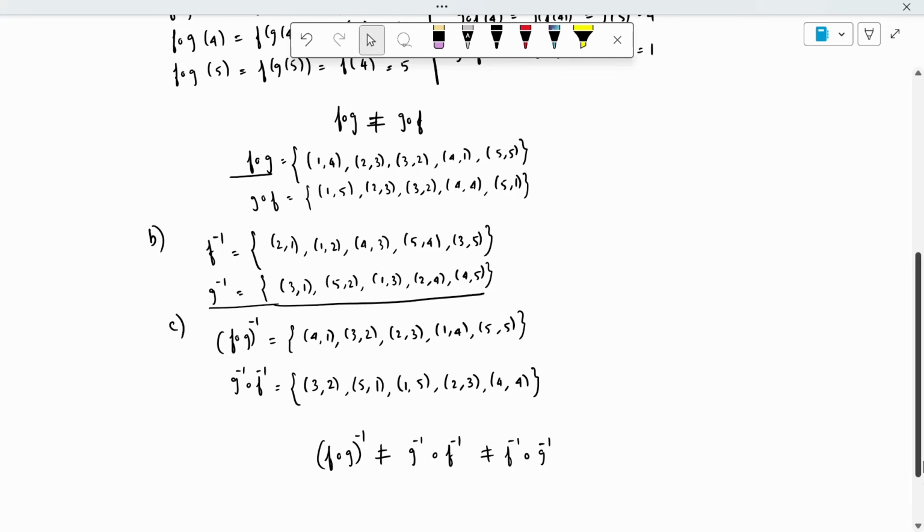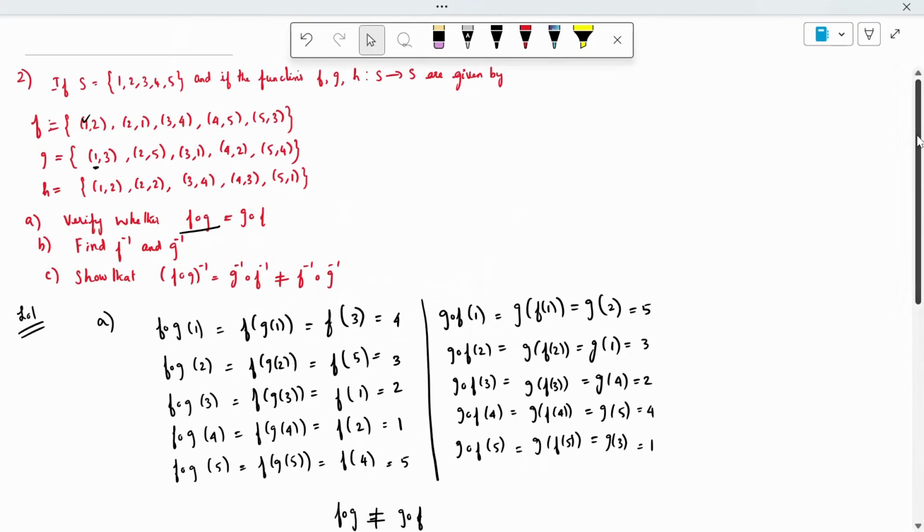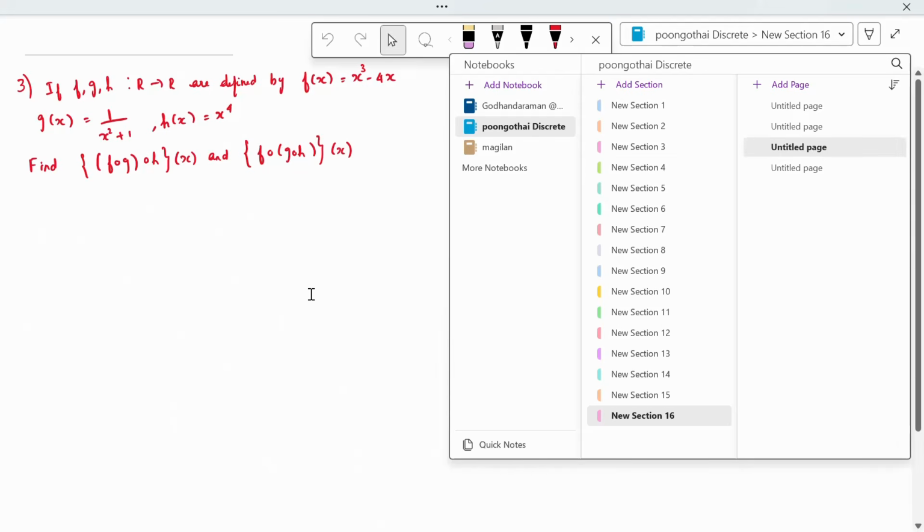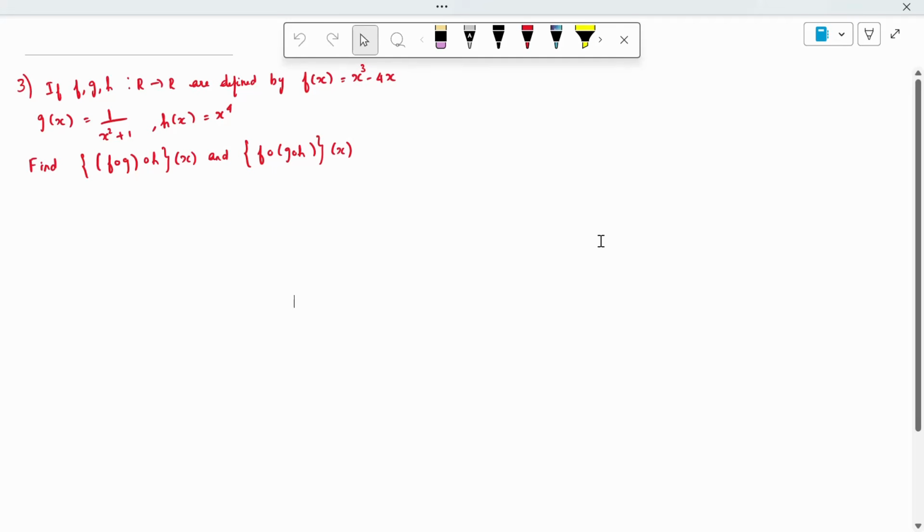Next question. This is your final last problem. Third question. What is the question given? F, G, H have been given in the question. F of x, g of x, h of x, some functions have been given. They are asking to find out this composition. So first I will do this. F composition G only I am going to do.